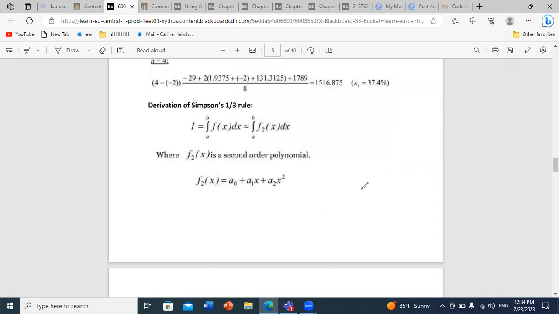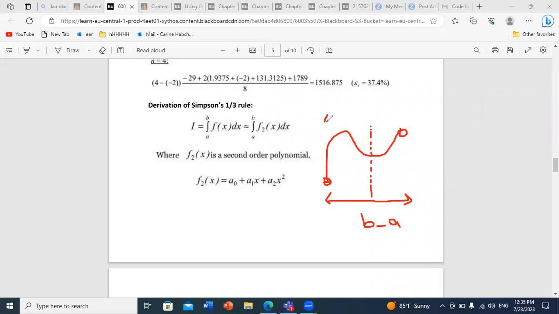We have a function, okay? We are trying to compute the integral of this function using a second degree equation, right? And this second degree equation should pass through which points? Through the extreme points and the middle point, right? Because we divide the segment, we have b minus a, and we divide this segment by 2. This is b minus a over 2. Okay.